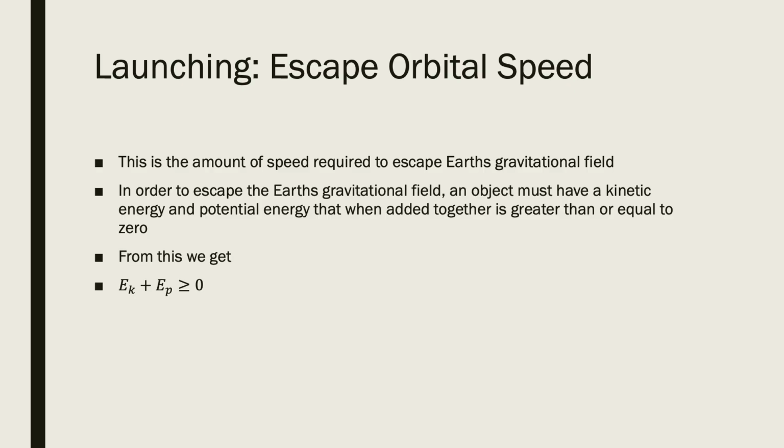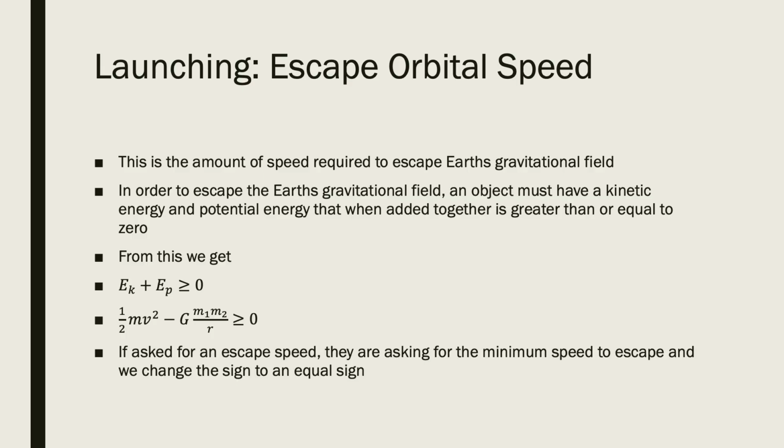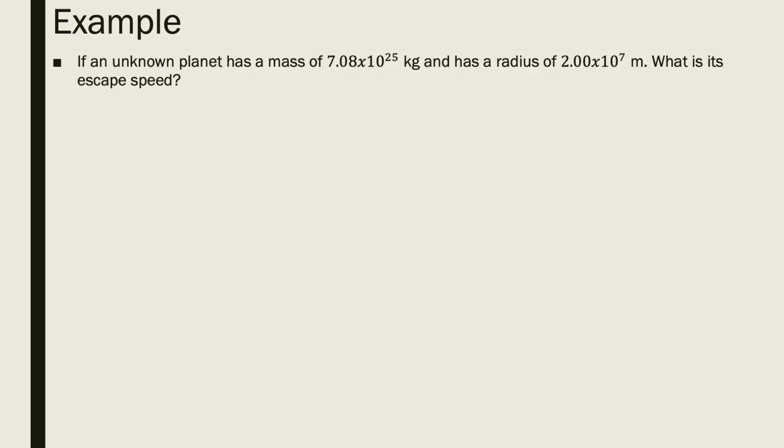So from this, we get kinetic energy plus potential energy is greater than or equal to 0. So 1/2 mv squared minus G m1 m2 over r is greater than or equal to 0 when we substitute in our kinetic energy and gravitational potential energy formulas. Now, if asked for an escape speed, the question is simply asking for the minimum speed to escape, and we change the sign to an equal sign. Anything higher than that speed, and it will continue to escape.